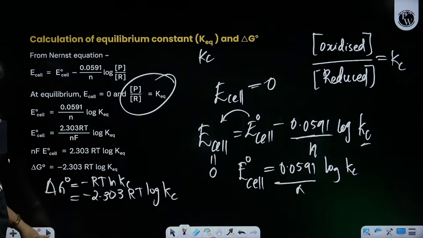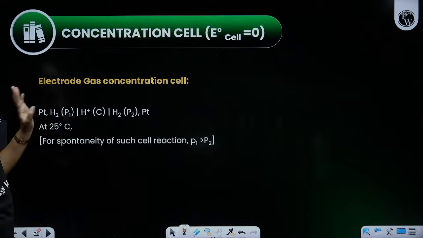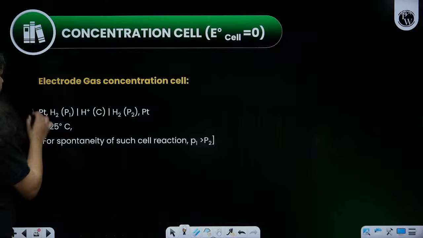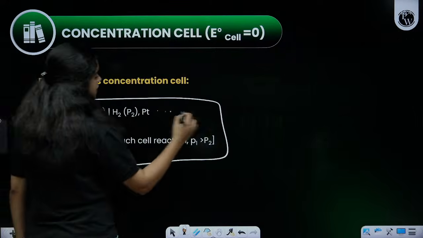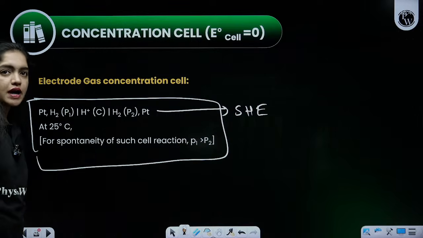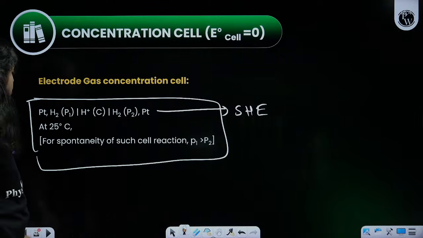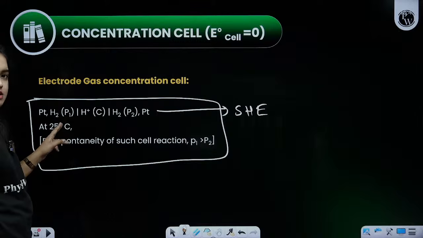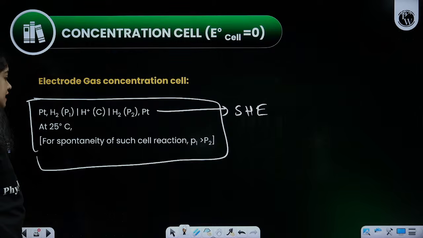Okay. Then concentration cell, electrode potential. Gas concentration cell, that is made up of SHE. If we don't know one electrode, we can use what? SHE, the standard hydrogen electrode. The standard hydrogen electrode can be asked for 1 mark. It is made up of platinum. Hydrogen gas will be bubbled through it, and for a spontaneous reaction, P1 is greater than P2.